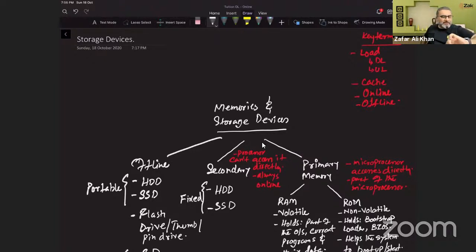So primary memory is the memory of the computer itself, which the computer accesses directly, and every program that requires to be known to the computer, so that the computer could follow it, has to be in the primary memory, has to be loaded into the primary memory. So load means just to bring it to the notice of the computer by having it in primary memory.